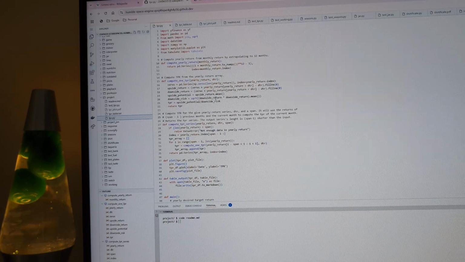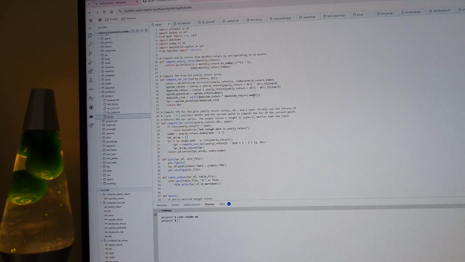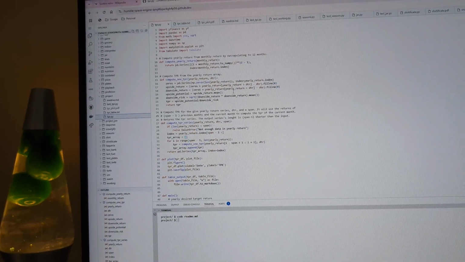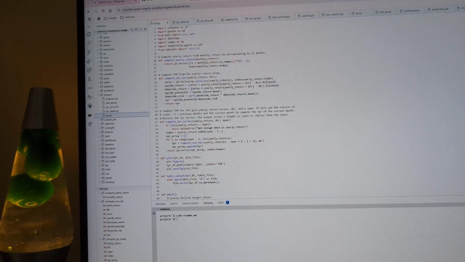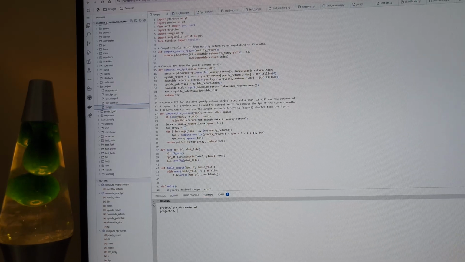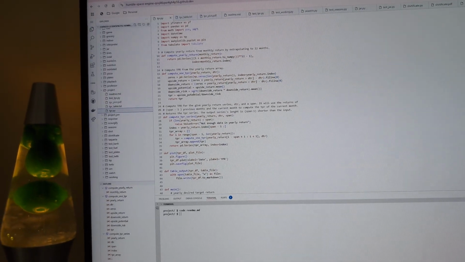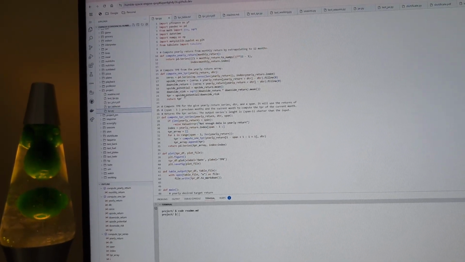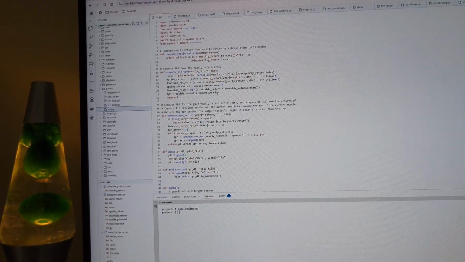And the downside risk will be the standard deviation, which is computed by this formula for the downside return, padded by zero for the months with the positive numbers. So the tipping point ratio will be the ratio of these two numbers.